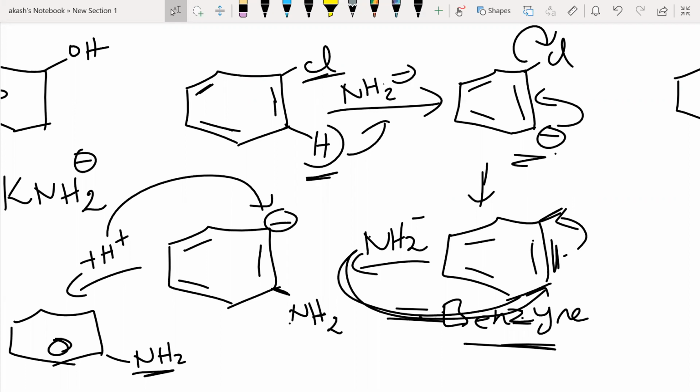So guys, you are seeing the mechanism, the same thing. If I can just put an NH2 here, I can save some time. Once again, so let me put an NH2 at all the places.